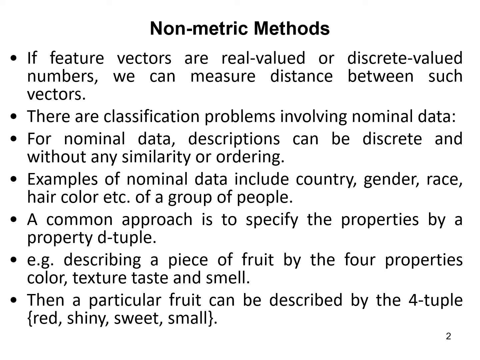A common approach is to specify the properties by a property d-tuple. Example, describing a piece of fruit by the four properties like color, texture, taste, and smell. Then a particular fruit can be described by the four-tuple red, shiny, sweet, and small.